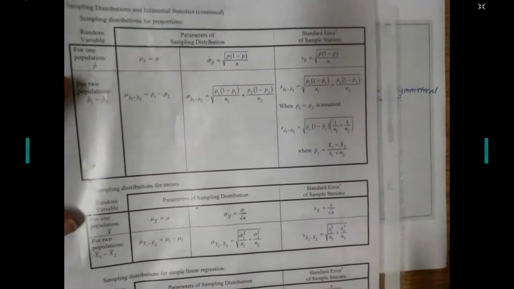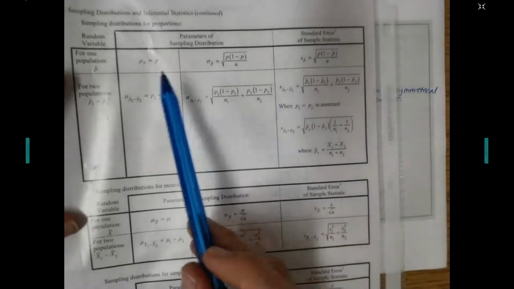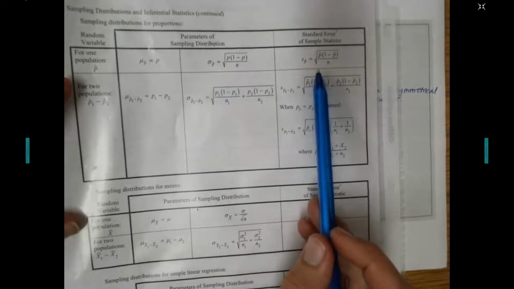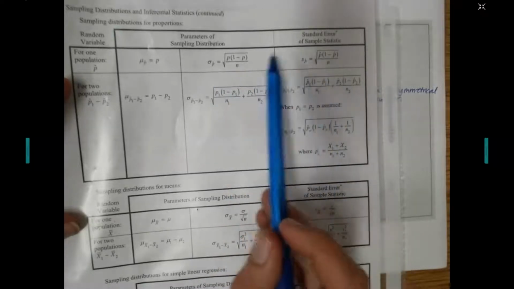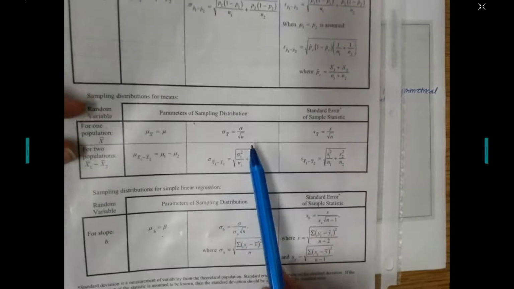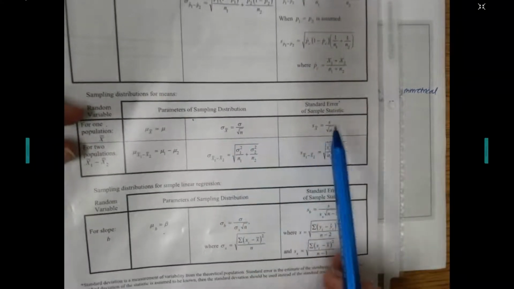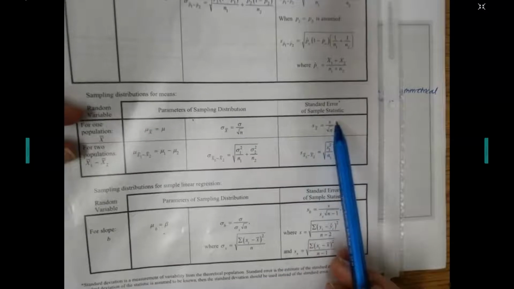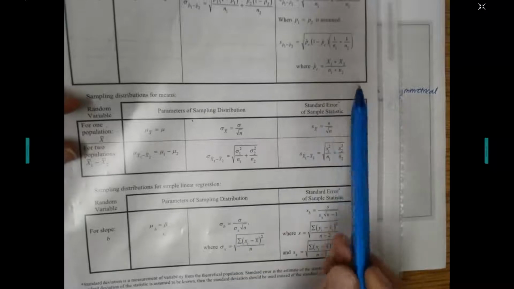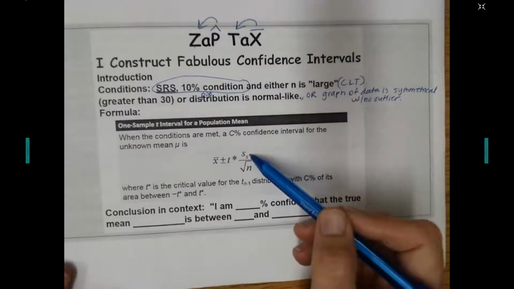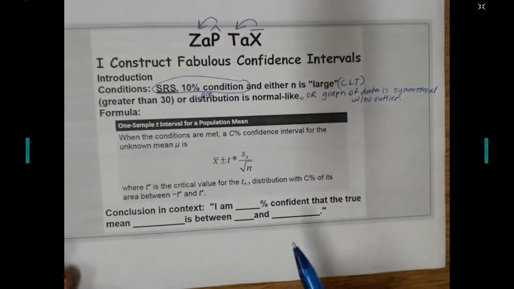And if you forget what they are, they're back here on the back of the formula sheet. See how for one proportions, there's a standard deviation, there's a standard error. Same thing, we just use p hat instead of p. Down here for means, there's a standard deviation, there's a standard error. Same thing, we just used S, the standard deviation from the sample, in place of the population standard deviation. Okay, so the standard error is just the standard deviation, but we're using the sample standard deviation here.